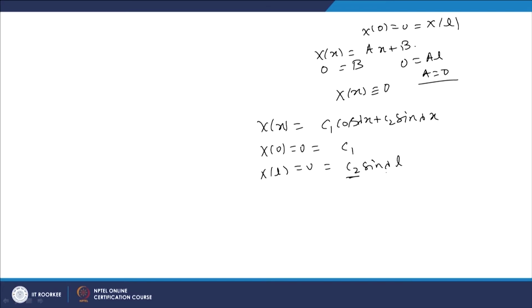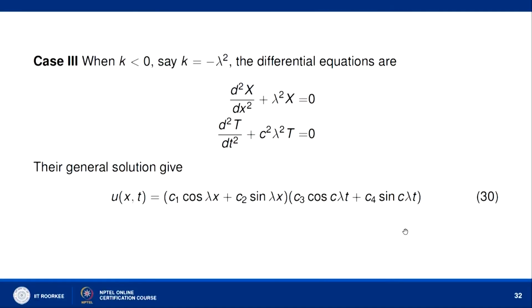So we want this lambda L to be chosen like n pi. So let us say lambda is equal to n pi by L, where n is taken as plus minus 1, plus minus 2 and so on. So it means that if we take lambda as n pi by L, then we will get a non-trivial solution.